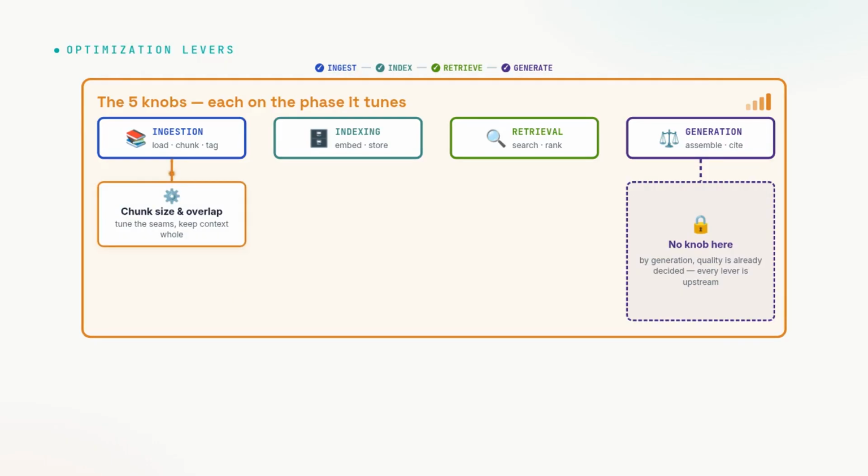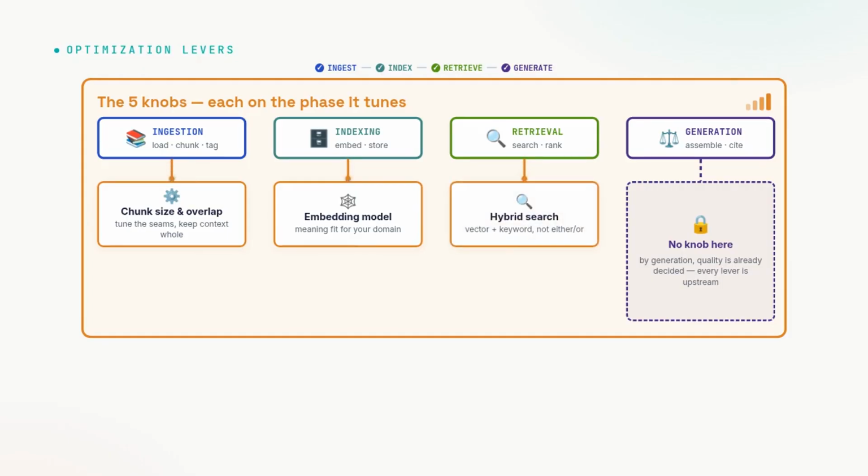In indexing, the embedding model. Pick one whose sense of meaning fits your domain. A general model on medical or legal text leaves quality on the table. In retrieval, hybrid search. Vector plus keyword, not either/or. Pure vector misses exact names, pure keyword misses meaning. Blend them. Still in retrieval, the Reranker model.